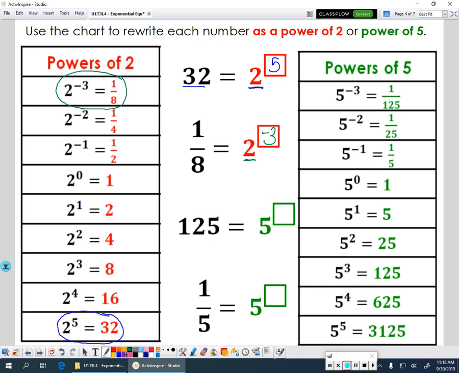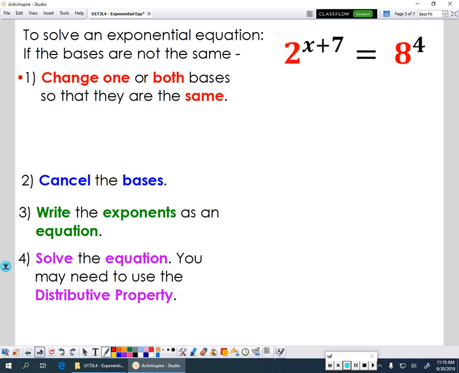125, power of 5 we're looking for, so 125 is right here, 5 to the 3rd power, and 1/5 with the power of 5 is right here, 5 to the negative 1st power. All right, so what you've done here is you've changed bases, and this is now going to be the first step when we're looking at solving exponential equations if our bases are not the same.